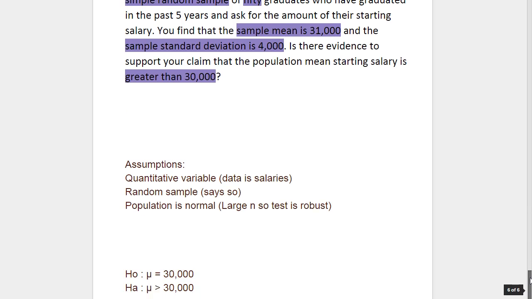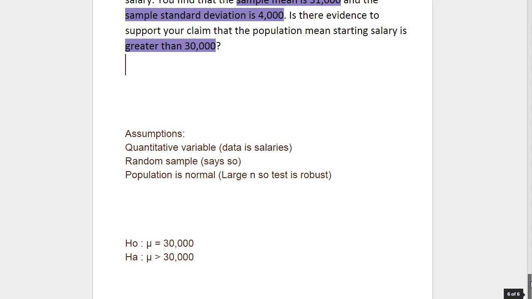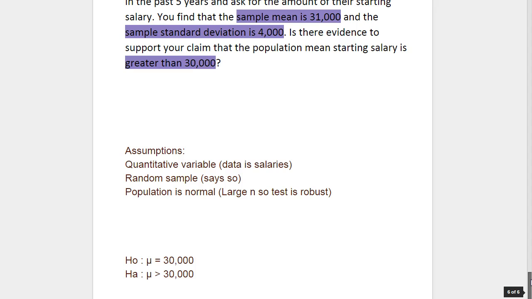Step two is the null and alternative hypotheses. And again, in the null and alternative hypotheses, the value that we are going to put in there is the population parameter that we are testing. We never put the sample mean in there. We're going to put the population mean that we're testing. And so for our null hypothesis, we have that mu is equal to 30,000. And for our alternative hypothesis, we have that mu is greater than 30,000 because it tells us to test a mean salary greater than 30,000.